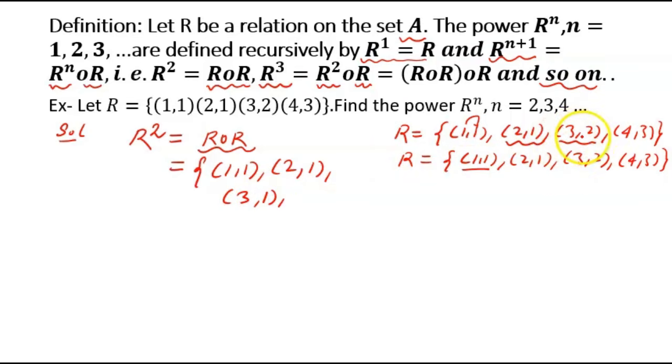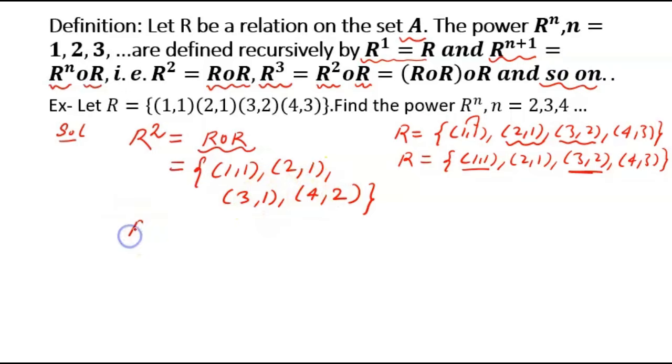Here 3 is going to 2 and there is no other element which is starting at 2, so I am done with that. Now if I look at 4 comma 3, so 4 is going to 3, and 3 is going to 2, so 4 will go to 2. So we have got the relation R square, which contains 1 1, 2 1, 3 1, and 4 comma 2.